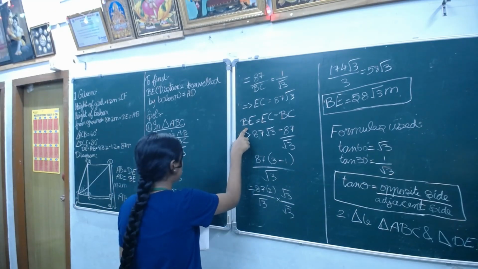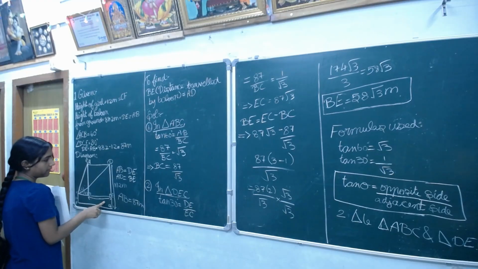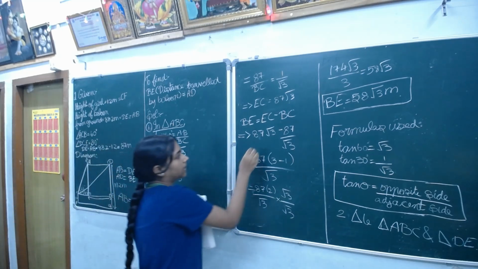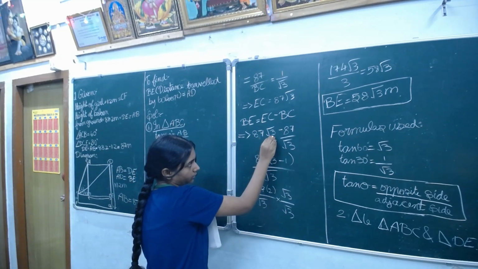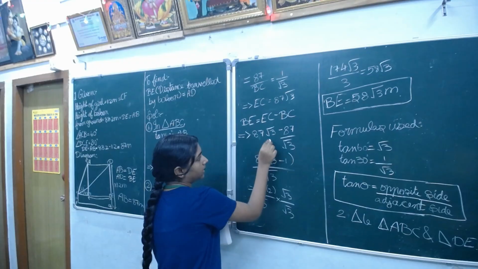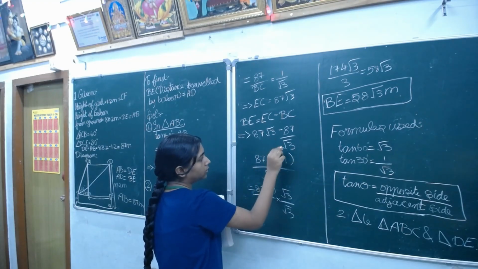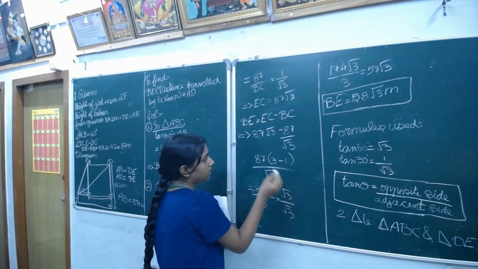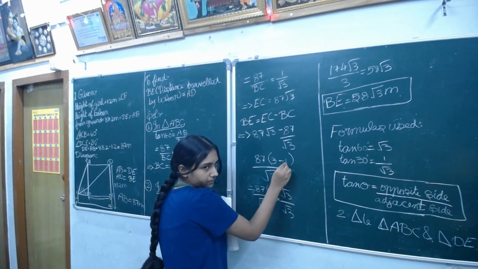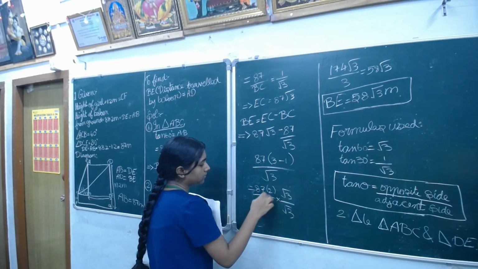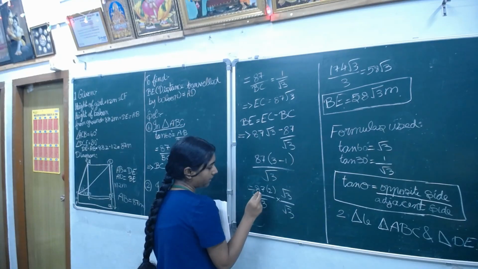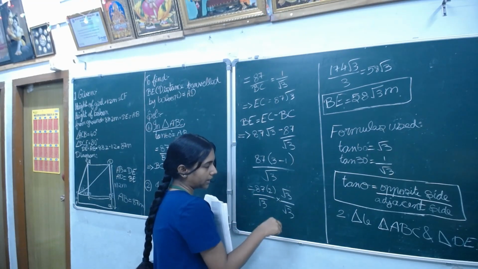So we have to find BE, which is the distance that has been traveled here. For that, we can consider CE minus CB. We have EC is equal to 87 root 3 and BC is equal to 87 by root 3. So taking LCM, we have 87 into root 3 into root 3. Root 3 into root 3 is nothing but 3. So by taking 87 as the common, we have 87 into 3 minus 1 by root 3. So 3 minus 1 is 2 and we have 87 into 2 by root 3, and we have to take the conjugate, which is 87 into 2 by root 3 into root 3 by root 3.